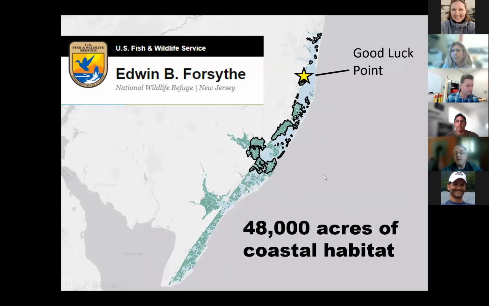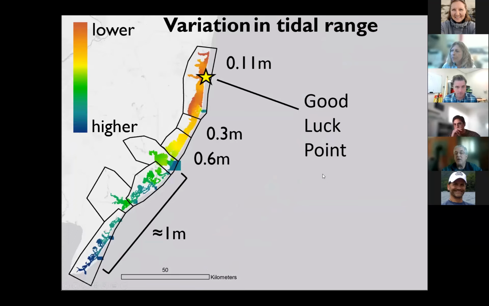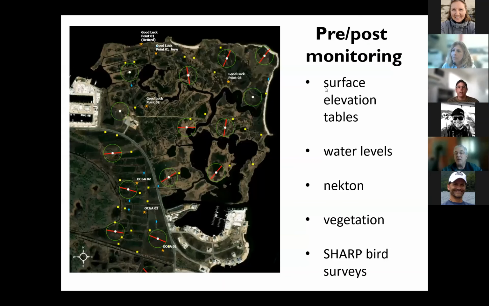Good luck points toward the upper end of the Barnegat Bay. And here's that tidal range that Scott mentioned. It's worth mentioning that in New Jersey, I don't think there's been a placement on the marsh in a microtidal area. Everywhere else, I think, is at least a meter of tidal range. So it's a unique setting.